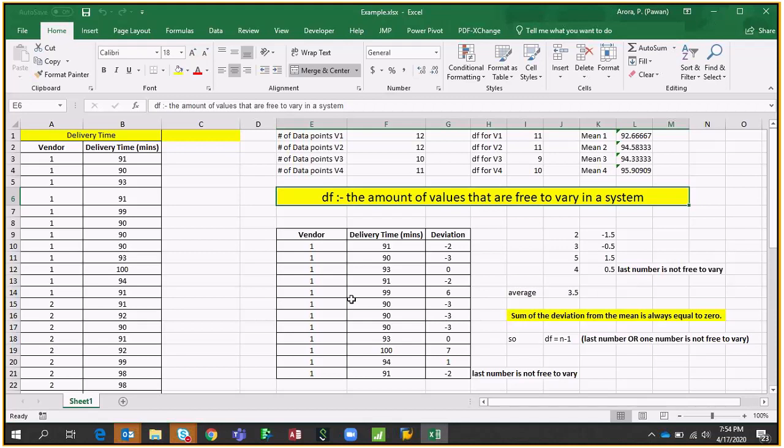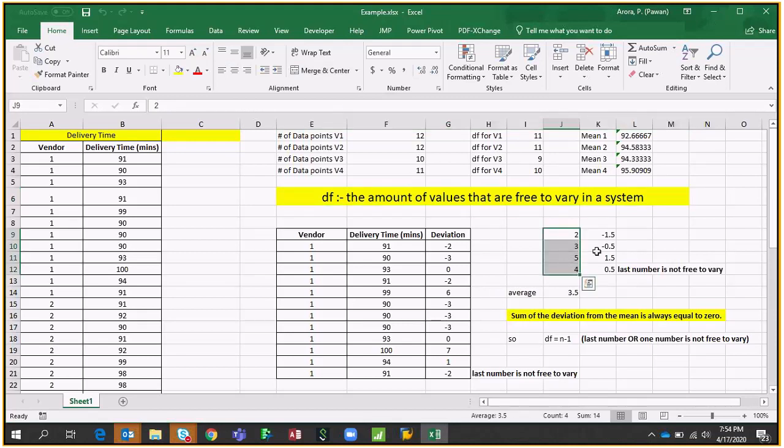Let's start with a very simple example, okay. Assume I have four data sets, maybe samples I have taken. First time I've taken two samples, then three samples, then five samples, and then four samples. So in total I have around 14 samples, okay. And degrees of freedom is actually linked with the deviation of your data from the mean. So here we have a total of 14 samples, and the average of these samples is 3.5.